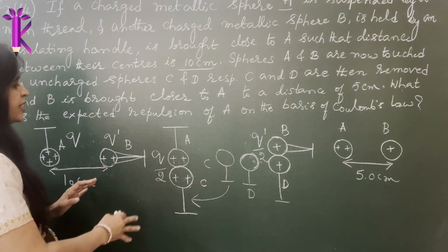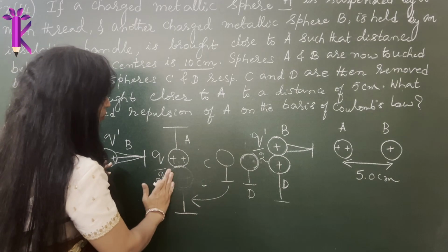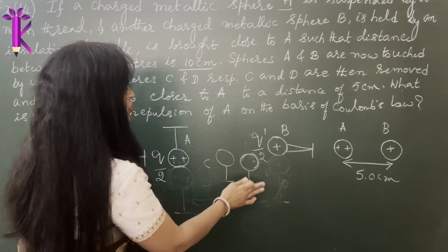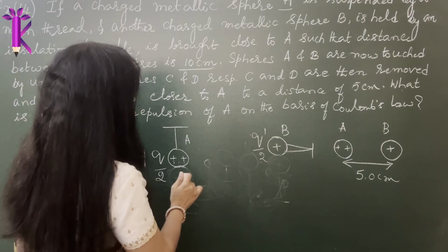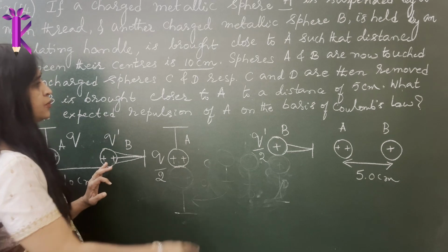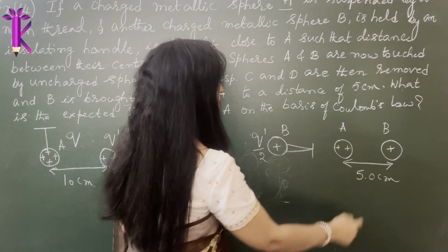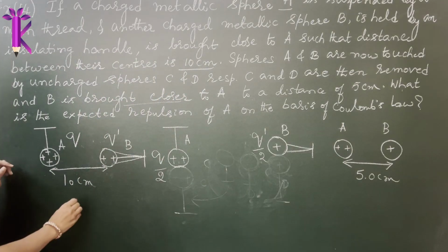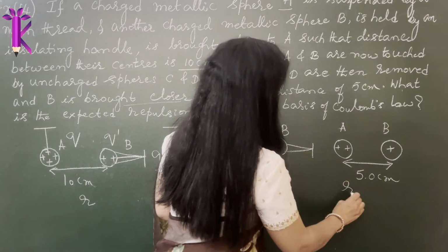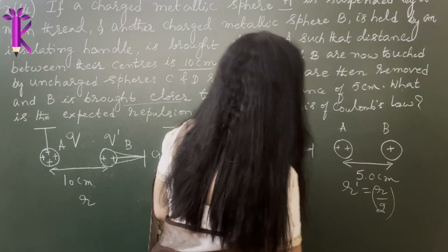Also, what else are they doing? After doing this, they take away these metallic spheres. They remove the metallic spheres C and D, they are taken away, but still what will be the charge on A and B? It will be Q by 2 and Q dash by 2. Then they are also brought closer. Now these two are brought closer by halving the distance. So initially if this was R, your new R dash is R by 2, because 10 by 2 is 5 centimeters. So this is how it has been done.